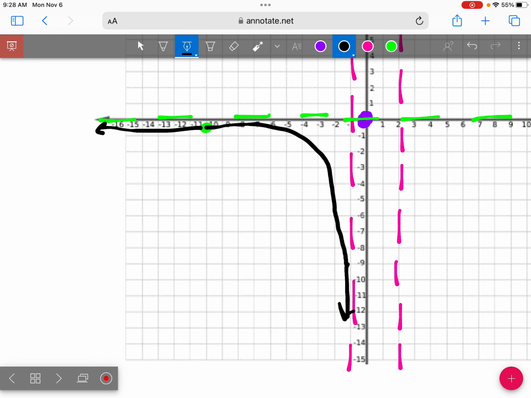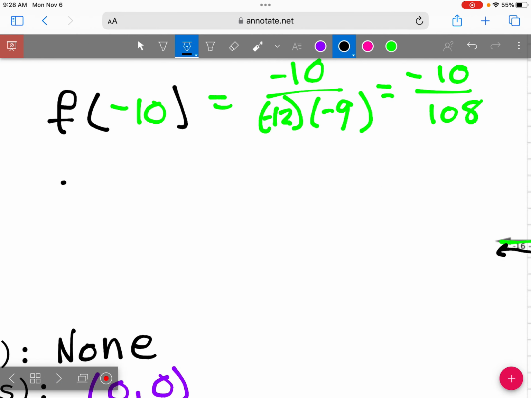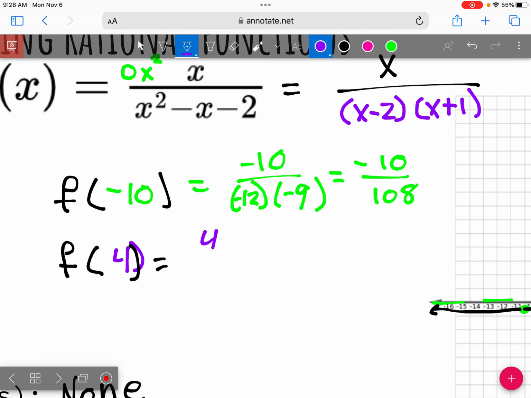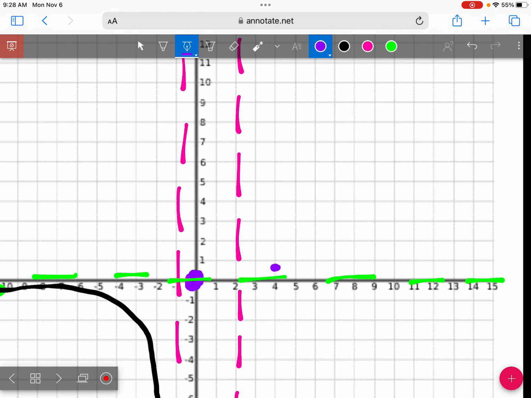So let's go with maybe 3 or 4. Something slightly less of a bold choice. 4, let's do it. It's fine. They might not be pretty anyway, but it's okay. f of 4. So we have 4 over 4 minus 2 gives us 2. 4 plus 1 is 5. So we have 4 over 10. Is that above my asymptote or below my asymptote? Above.